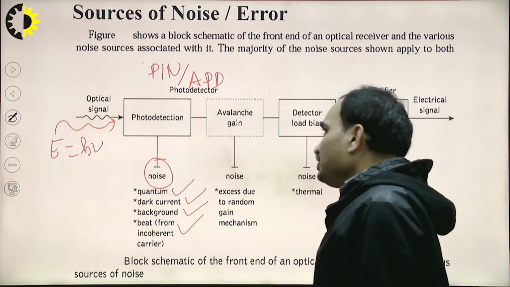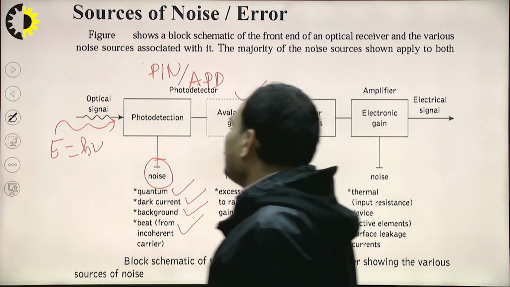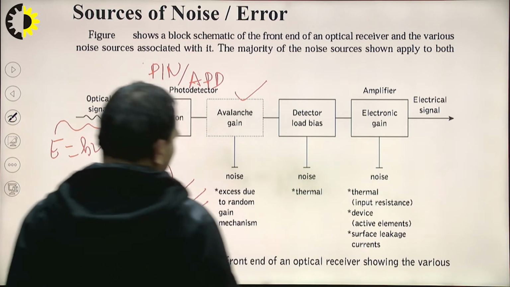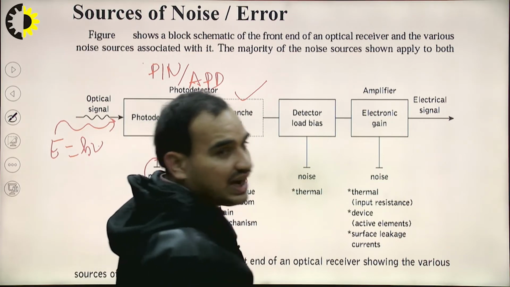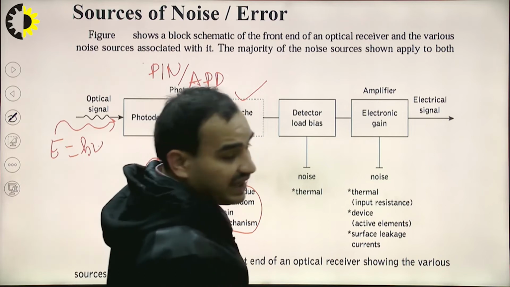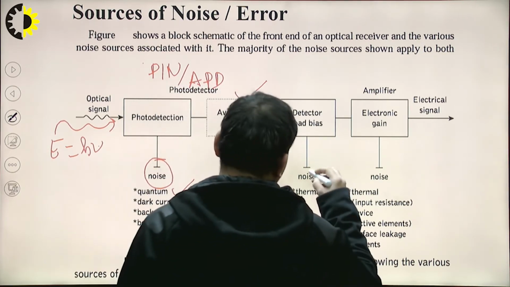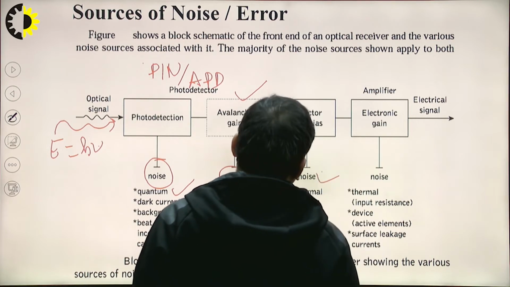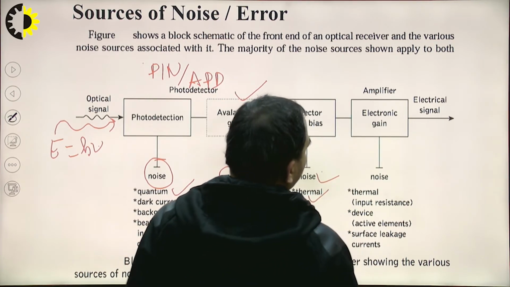So if we are using the Avalanche photodiode, we have the Avalanche gain. So Avalanche gain is also having the noise. So this means the excess noise due to the random gain mechanism. At the detector, we are having the detector load bias. So it is also having the noise. Here the noise will be in form of the thermal noise.